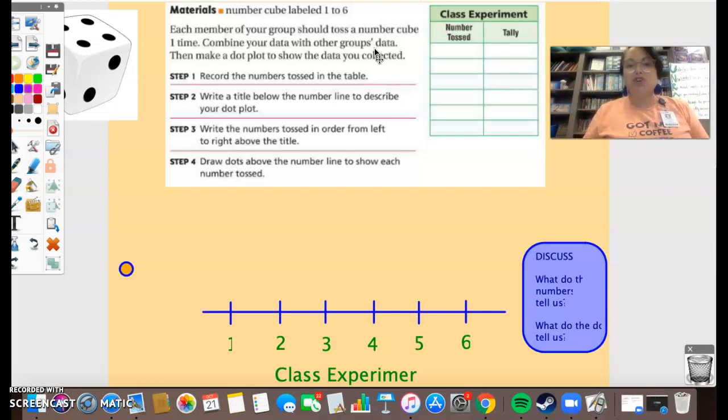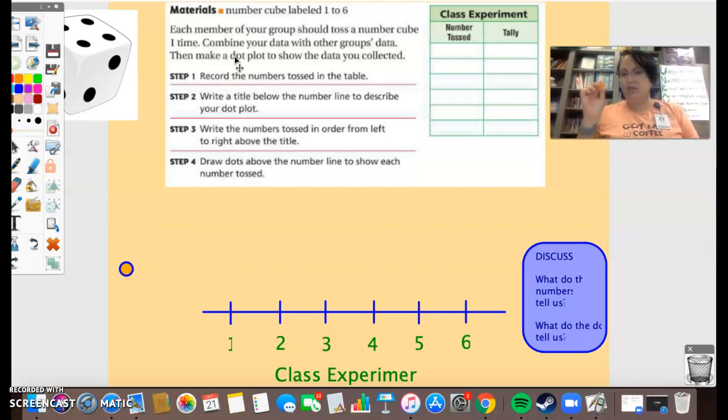Okay, so each member of your group should toss a number cube 1 time. Combine your data with the other group's data. Oh my goodness, that's a lot. So we're actually not going to do this one because that's putting all of the groups together, and that is something we would do as a full class, and that is hard to do. So we're going to move on from that, and here's what we'll do instead. I'm going to toss this one, and this is going to be the number toss. This is our first try, so ignore the instructions, and I'm going to fill out the tally chart.